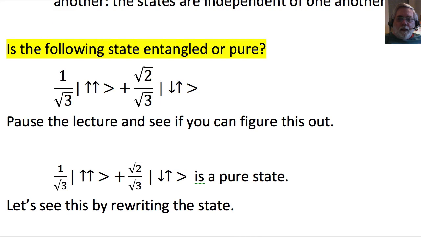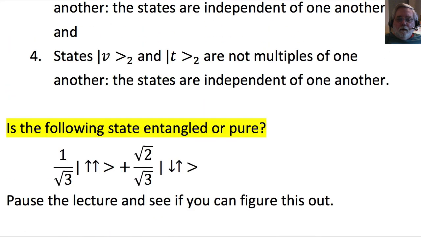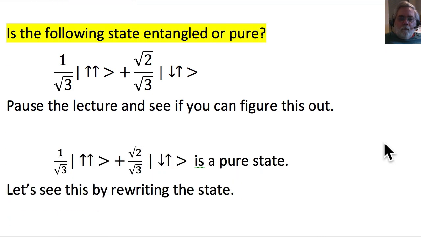Is the following state entangled or pure? 1 over square root of 3 up plus square root of 2 over square root of 3 down up. Now, you might be inclined to say, well, it's entangled because you wrote it as two terms, so it must be two terms. But that's not true. Pause the lecture and see if you can figure this out. That is a pure state.